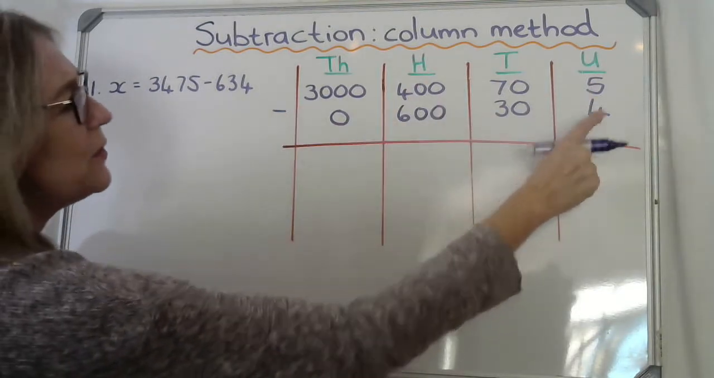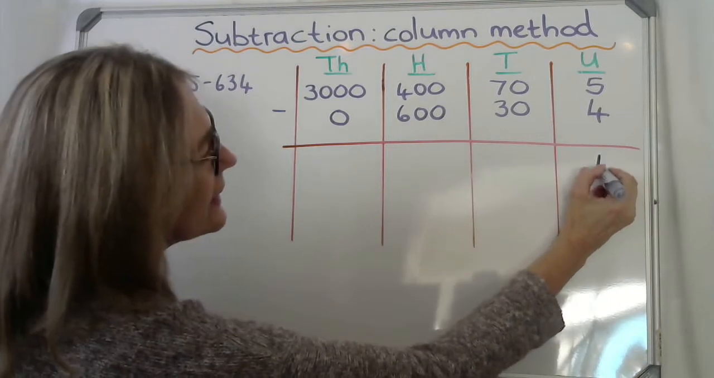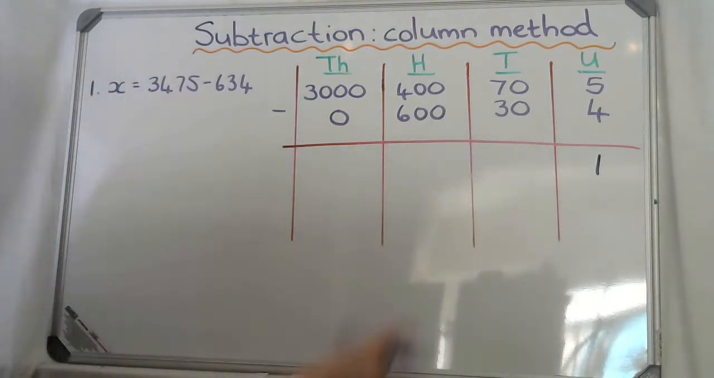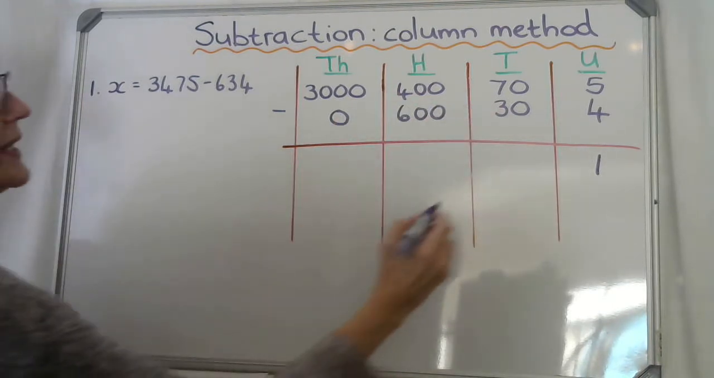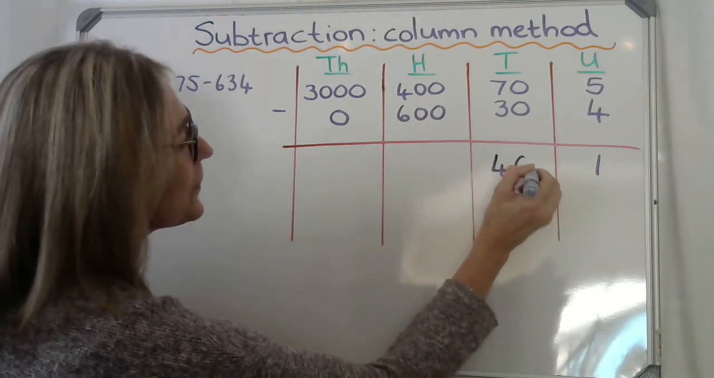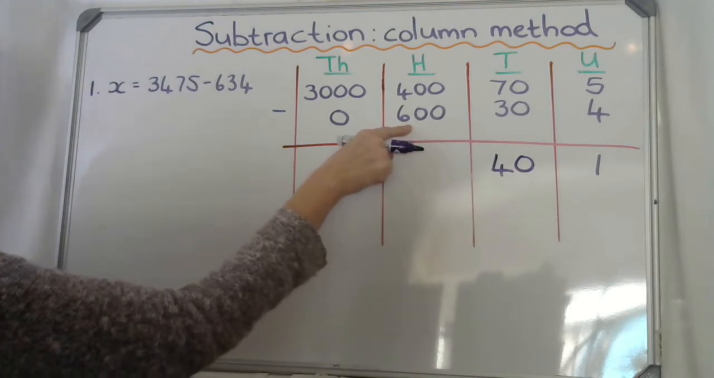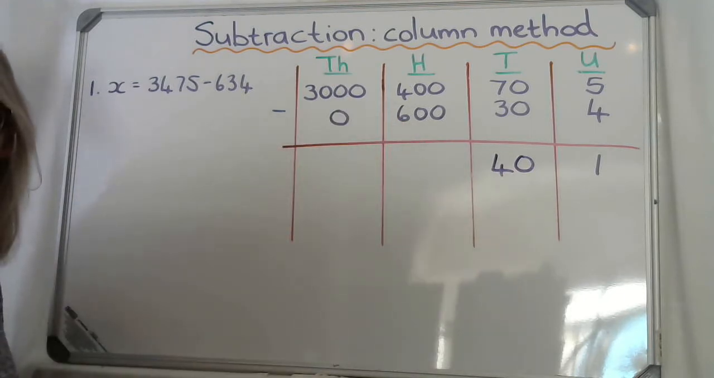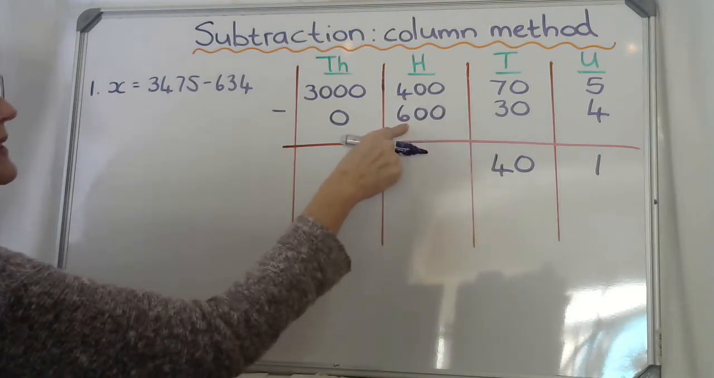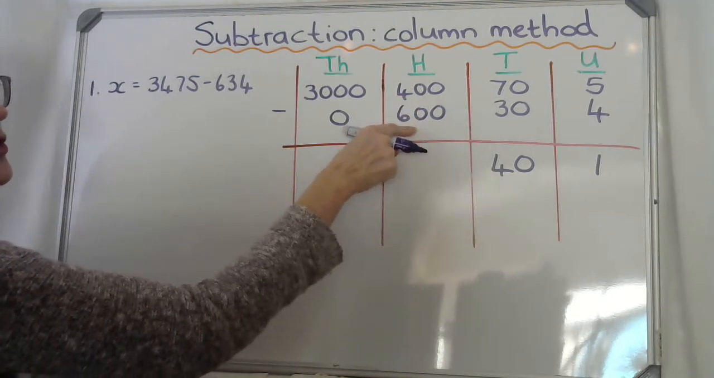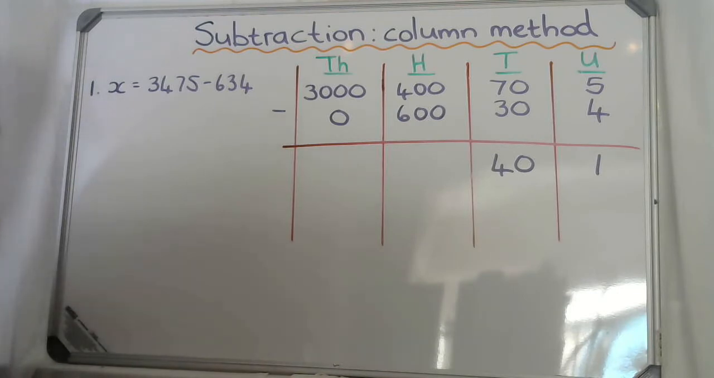5 minus 4, that's nice and easy. That gives us 1. 70 minus 30, that's also pretty easy. And we get 40. Oh dear, what do we see here? Yes, the top number is too small to minus 600 from it. So this is where the difference comes in.